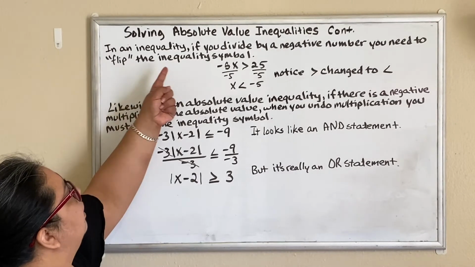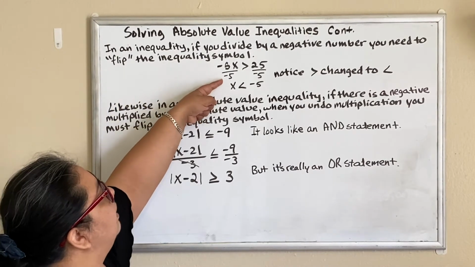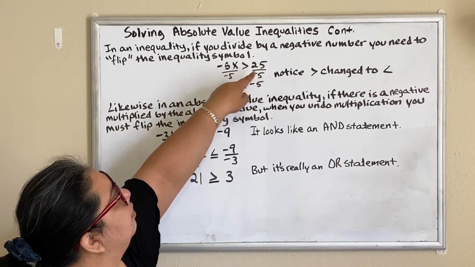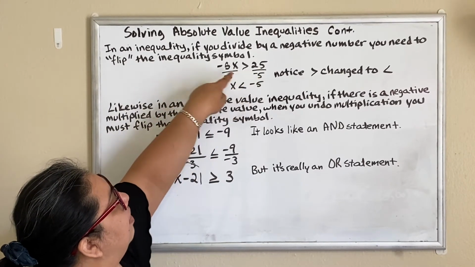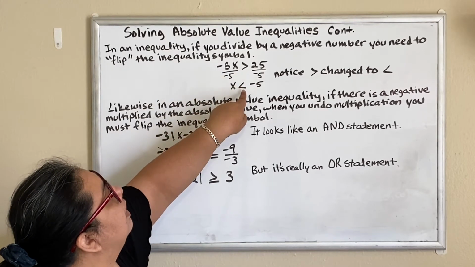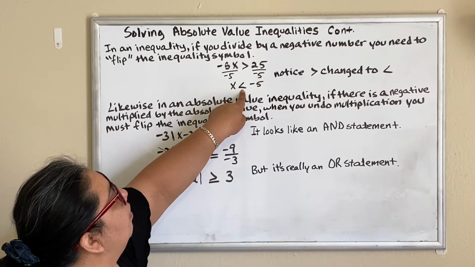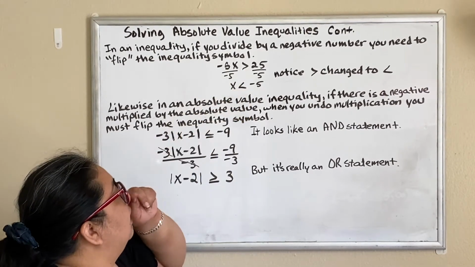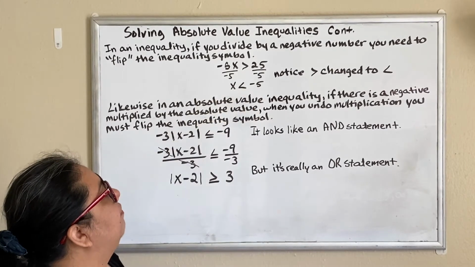In a regular inequality, if you divide by a negative number, here's a little example, negative 5x is greater than 25. I divide by negative 5 on both sides. When I divide by a negative in an inequality, it flips the inequality symbol. So it flipped from greater than to less than, and I end up with x is less than negative 5.